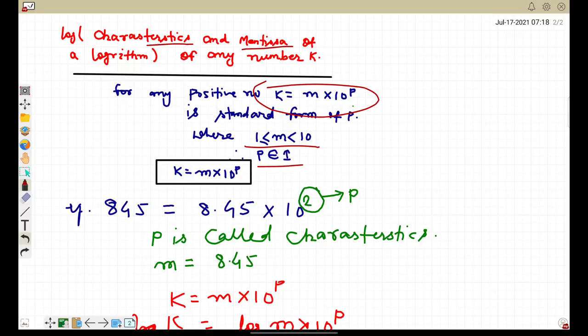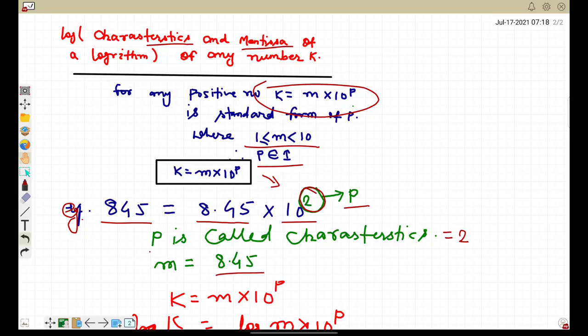So we can take some example here. This one is an example. If 845 is written, then we can write 845 as 8.45 into 10 raised to the power 2. The value 2 is called the characteristics of the number, whereas for m, we just consider the value of p and m from this equation. We can compare. So p is equal to 2 for this example, and m is equal to 8.45 for this example.